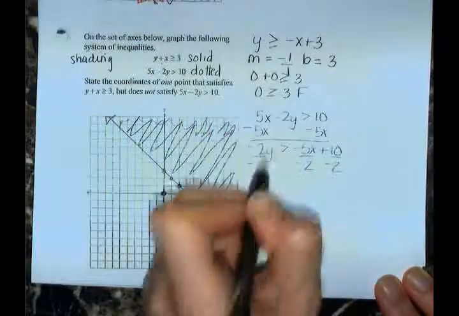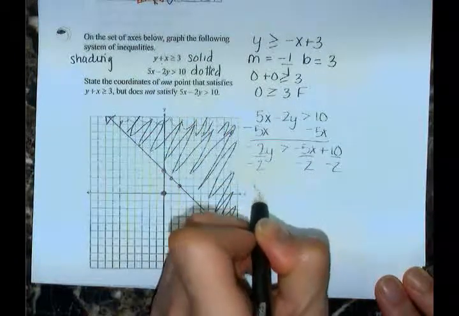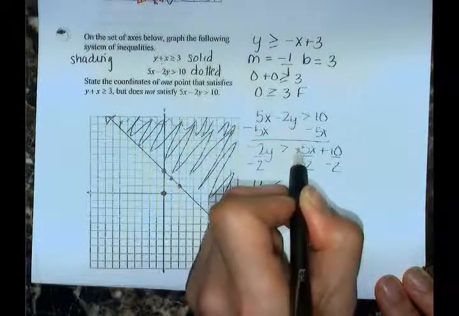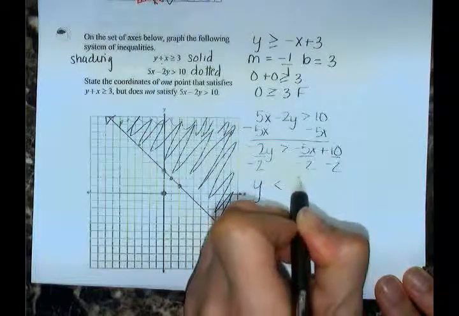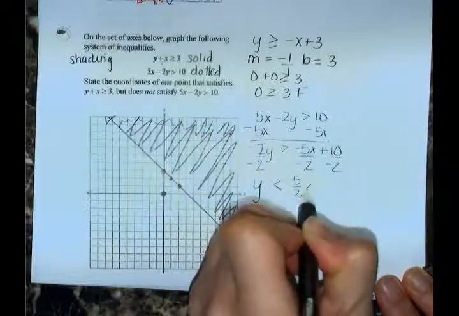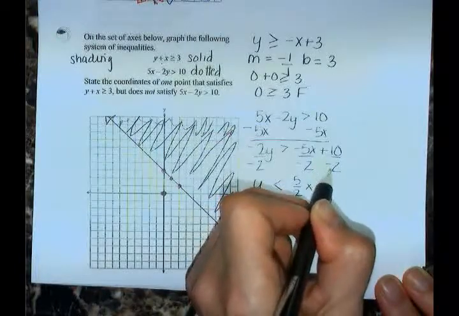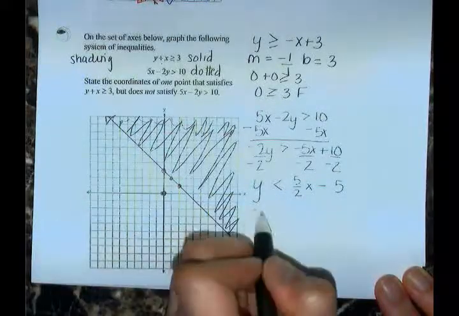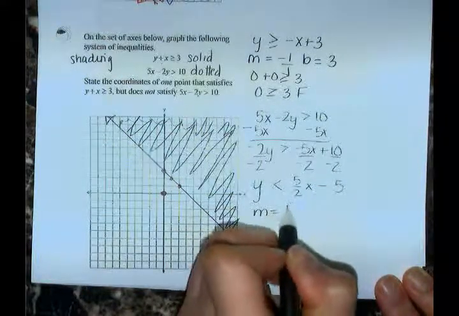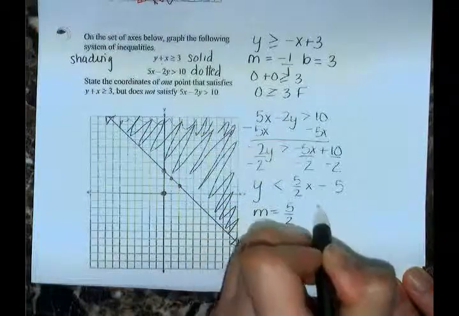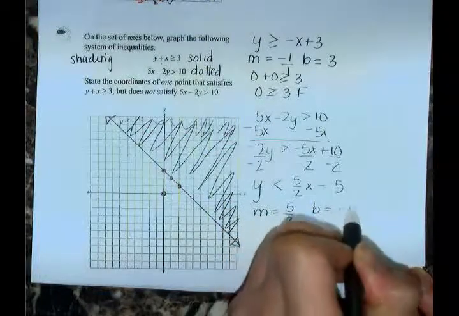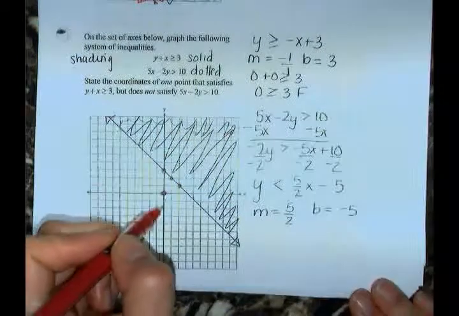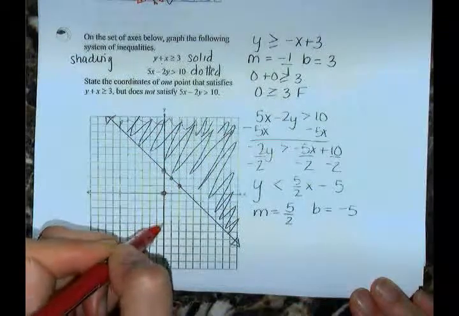Now this time when I divide by a negative with any inequality, I need to remember to flip the inequality. A negative over a negative will give us a positive 5 over 2x. 10 over negative 2 gives us a negative 5. So therefore the slope on this line is 5 over 2. The y-intercept is negative 5. We're going to begin at negative 5. 1, 2, 3, 4, 5.